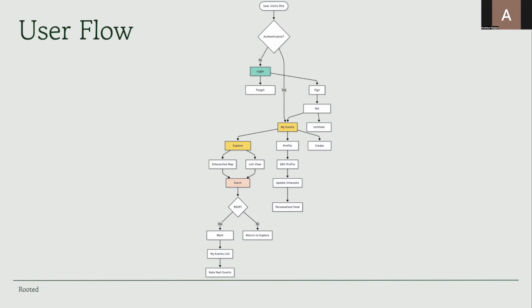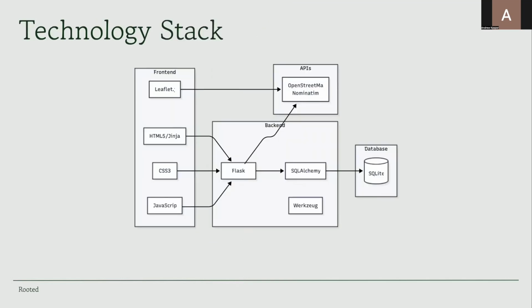This flow encourages engagement while respecting user preferences and accessibility needs, as well as minimal interactivity within the platform. Lastly, we have the technology stack. Rooted is built on modern, reliable web technologies with backwards compatibility core to our mission and in our mind.